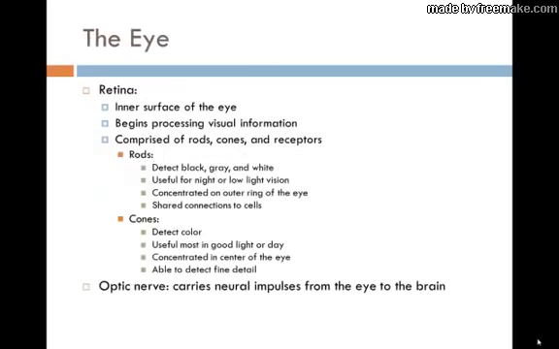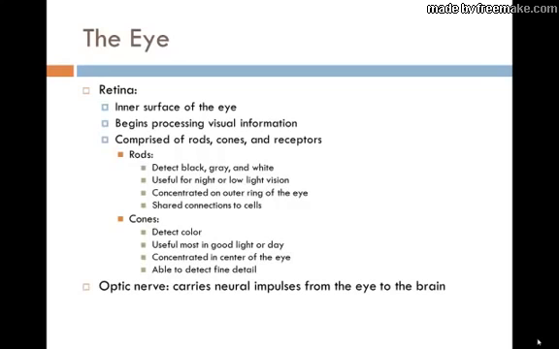So the way that the eye works, one part of the eye is the retina, and this is the inner surface of the eye. And this is really where information begins to be processed. The retina is comprised of rods, cones, and receptors, and they each have their own function. So rods detect black, gray, and white, so they don't detect color, they detect those grayscale colors. And the rods are useful for night or low light vision. And they're concentrated on the outer ring of your eye. So if you're thinking about your rods, they're on the outer ring, so your peripheral vision.